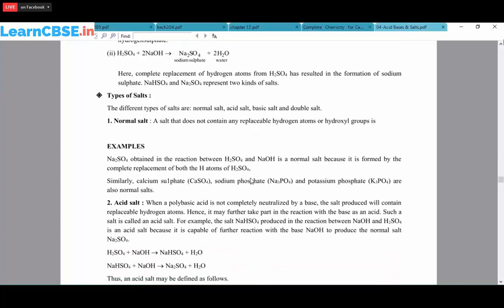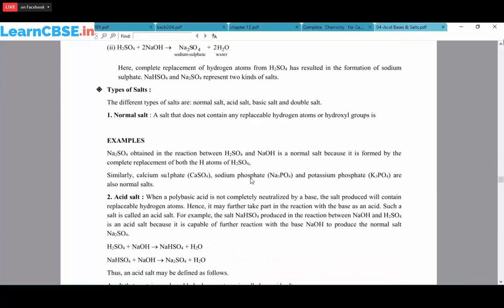Types of salts. There are different types of salts: normal salt, acid salt, basic salt and the double salt. The first one is the normal salt.